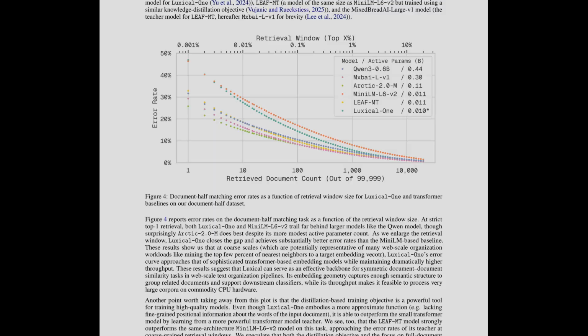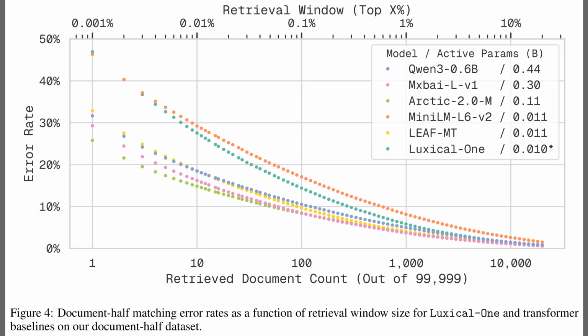Alright, Figure 4 shifts to quality, showing how often each model fails to match 2 halves of the same document as the retrieval window grows. The full chart plots error rate on the vertical axis versus how many documents are retrieved out of about 100,000 on the horizontal axis. At very small windows, transformer teachers like Arctic and Qwen do best, with Luxical 1 slightly worse. As the window widens to tens or hundreds of documents, Luxical 1 nearly overlaps the teachers and clearly beats MiniLM. This pattern means the fast lexical dense model preserves the coarse similarity structure that matters for large-scale retrieval, even if strict top 1 ranking is a bit weaker.